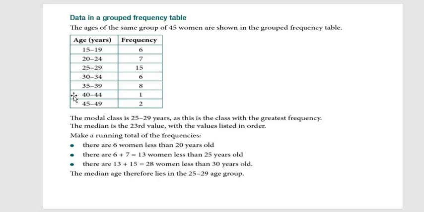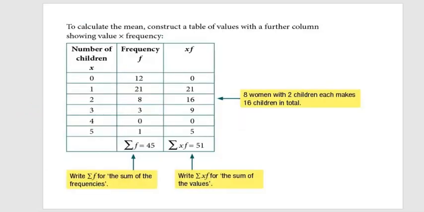The ages of the same group of 45 women are shown in the group frequency table. Now it is grouped, and we can see we have 15 to 19, 20 to 24, 25 to 29, 30 to 34, 35 to 39, 40 to 44, and then 45 to 49. From 15 to 19 has only 6 of them.